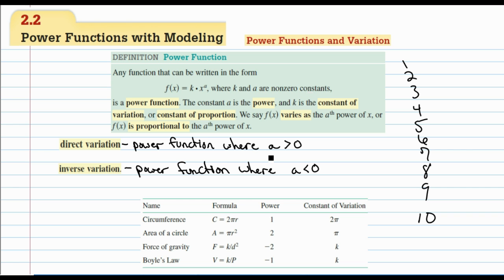Specifically, if the exponent, we're nicknaming a here, is greater than 0, so positive, it is a direct variation. If the exponent is less than 0, that is an inverse variation. And a couple examples down here. Here are your direct variations. And here are your inverse variations, because these are negative exponents versus positive exponents.